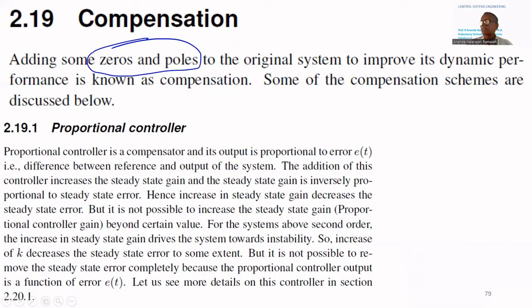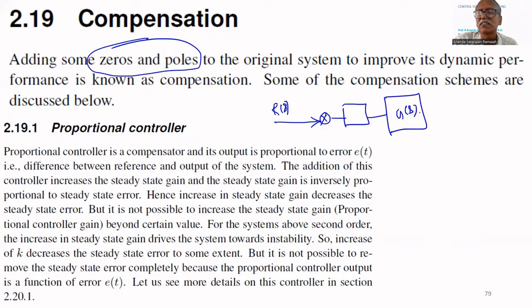First compensation is proportional compensation. Already we have seen this, but anyhow, once again we will see that. This is R of S. This box is left for compensation. The original system is G of S. This is a closed loop system. If I put K, that is an amplifier, here, that is called proportional compensation.